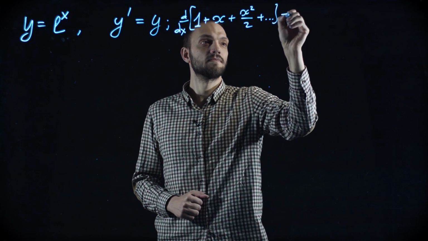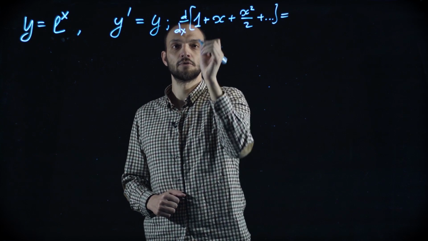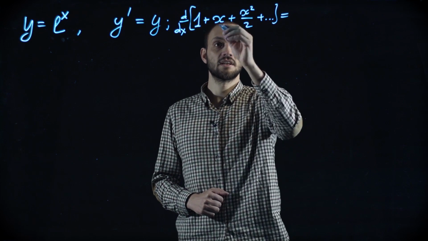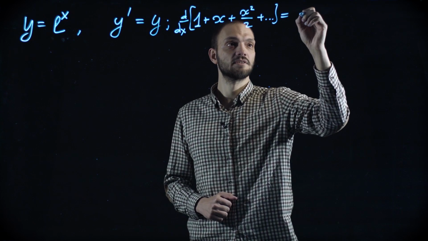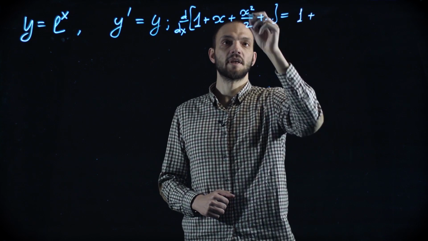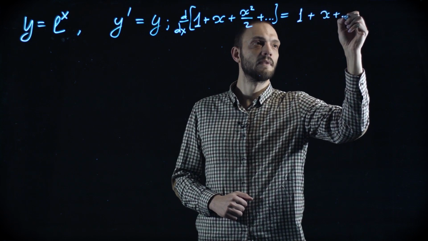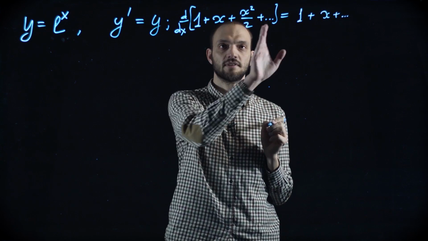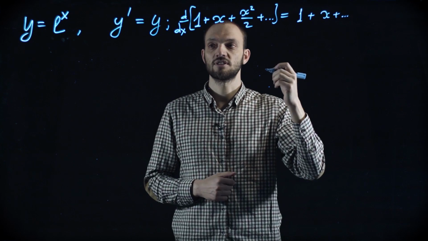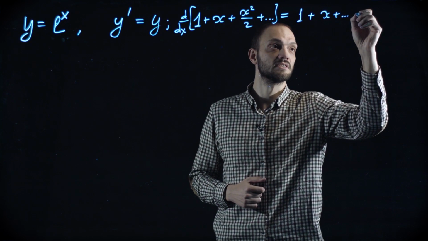Term-by-term differentiation gives the following. So derivative of the first term is just 0. Second, derivative of the second one gives unity. Then x squared over 2 differentiated gives x, etc. And in fact, you may convince yourself that all of these terms differentiated will just reproduce the original series.